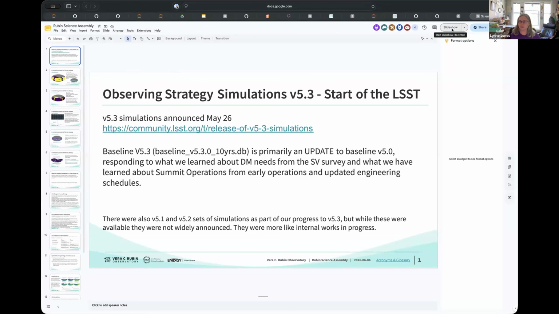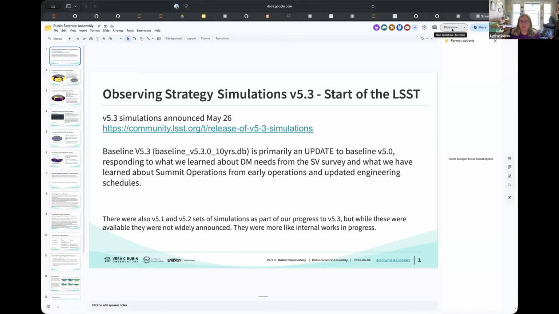Okay. So as Fed said, now we are at these v5.3 simulations. And so this is building on that very long history of opsims and outputs that he had mentioned. Likewise, I'm going to say if you do have a question, please go ahead and let me know, and we can stop to address those as they come up.